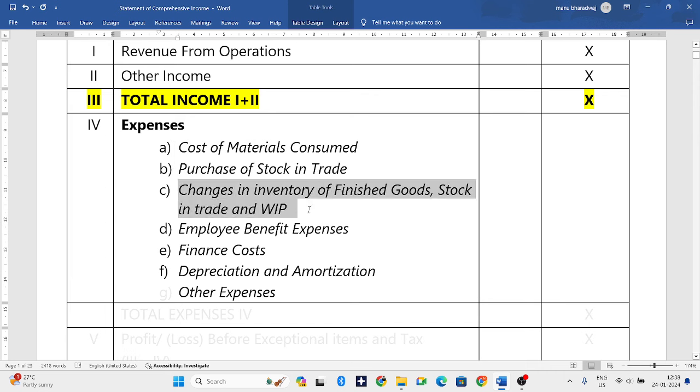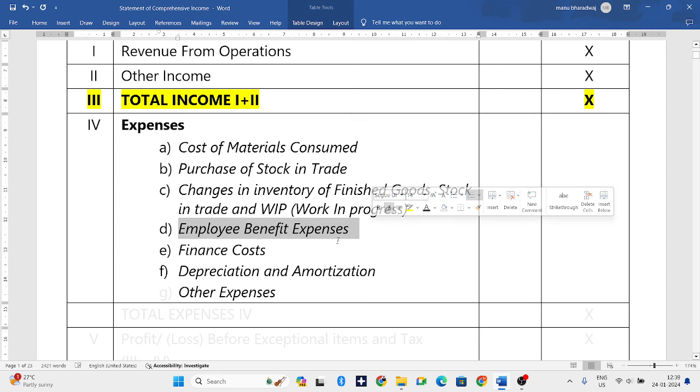Next will be changes in inventory of finished goods, stock in trade and work in progress. WIP is nothing but work in progress. In the question, opening stock and closing stock both will be given. Opening stock minus closing stock will be our changes in inventory.